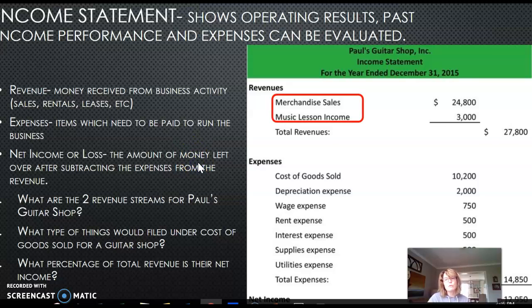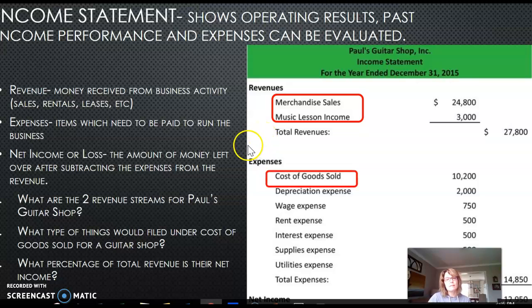So if we take a look real fast, we can see that Paul actually makes money from 2 different places. We would call this 2 different revenue streams. So he actually makes money from selling merchandise, the most money, and he also makes money from giving music lessons.